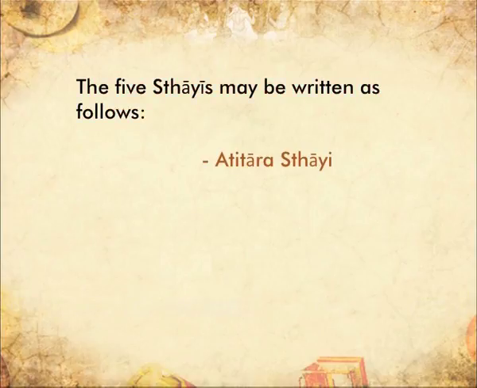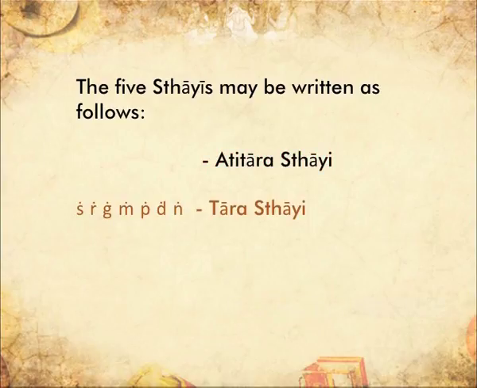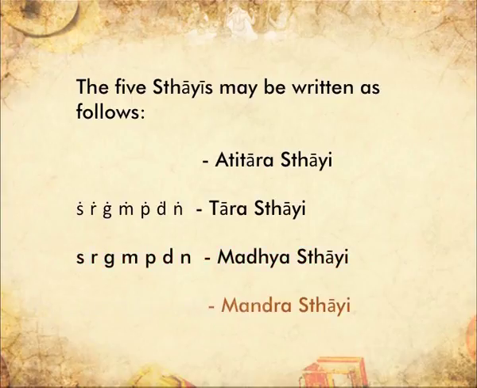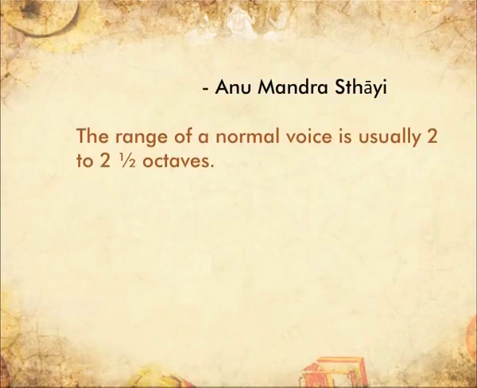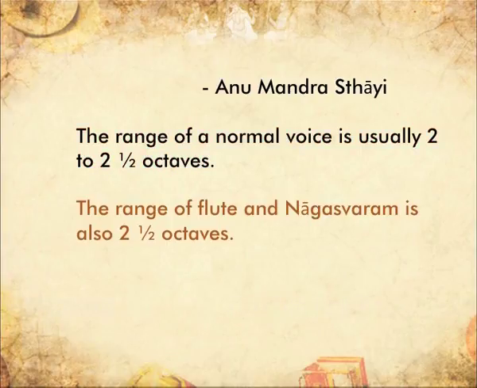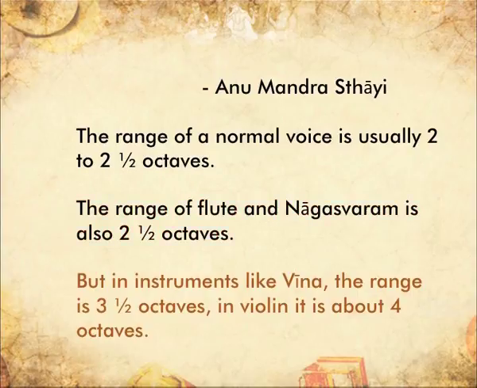Atitarasthai, tarasthai, madhyasthai, mandrasthai, anumandrasthai. The range of a normal voice is usually 2 to 2.5 octaves. The range of flute and nagaswaram is also 2.5 octaves. But in instruments like veena, the range is 3.5 octaves, and in violin, it is about 4 octaves.